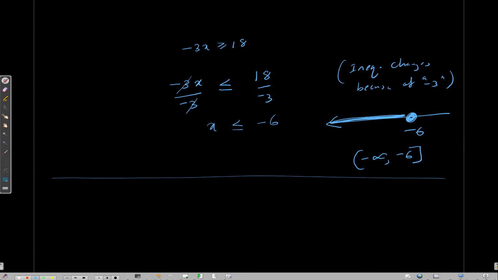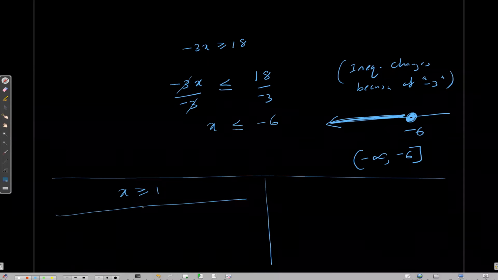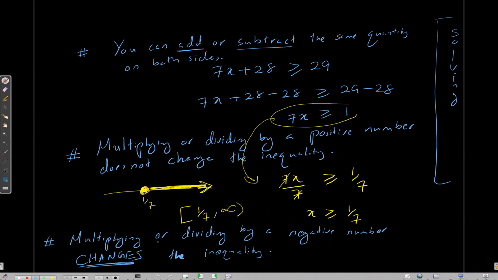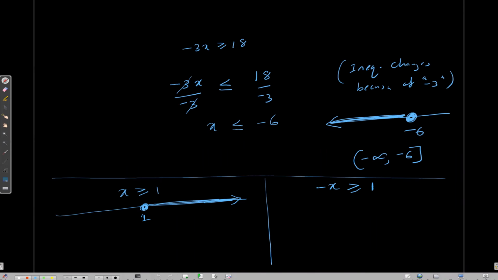let's take a simple example in order to understand this. If I say x is greater than 1, it's very simple and you can understand. 1 is somewhere here, x is anything to the right, including 1. If I say negative x is greater than 1, now think carefully. With our previous rule, let me show you. Multiplying or dividing by a negative number changes the inequality. So you can divide by -1 and you can get the solution.